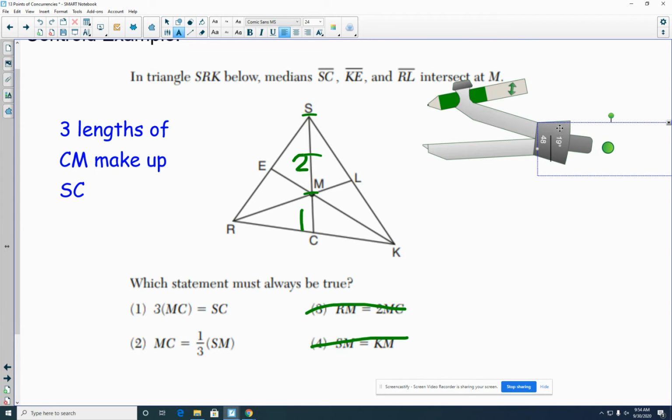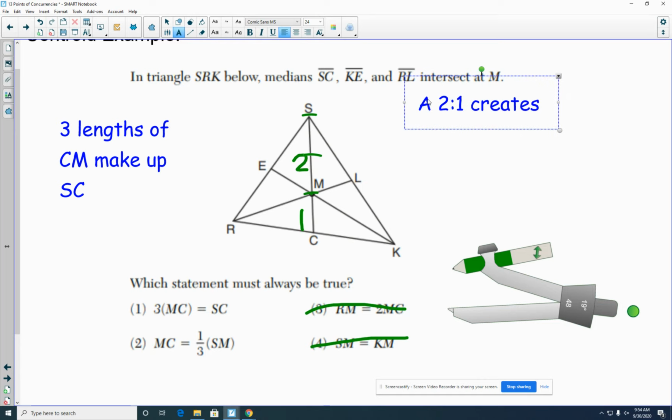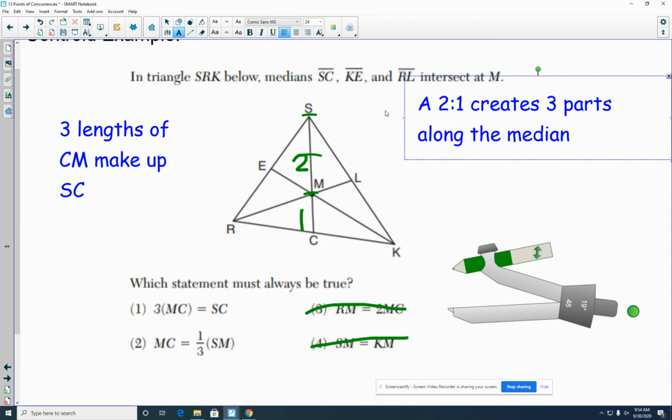So a 2-to-1 ratio, put this over here, right? A 2-to-1 ratio creates 3 parts along the median, right? You have 1, 2, 3. Really 3 equal parts along the median.